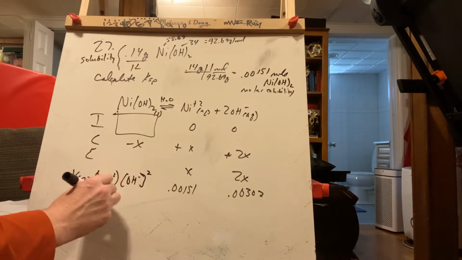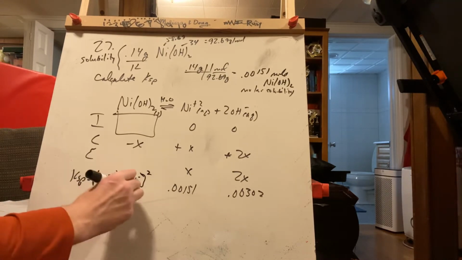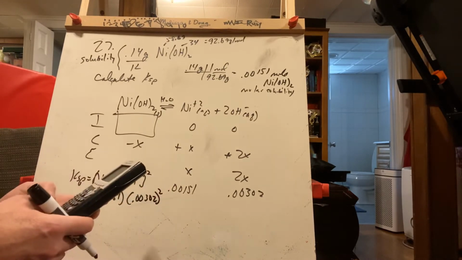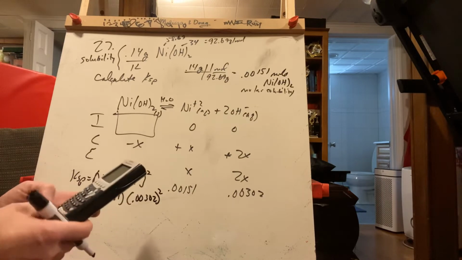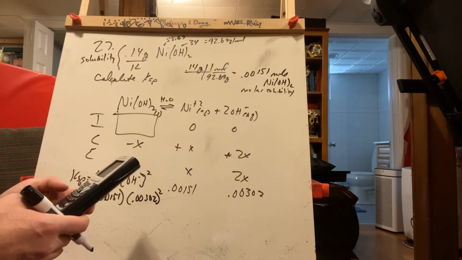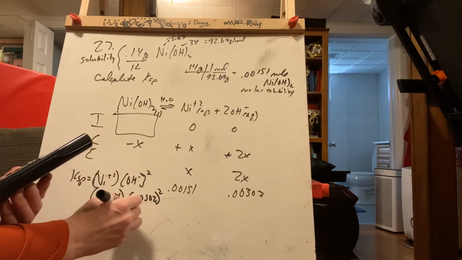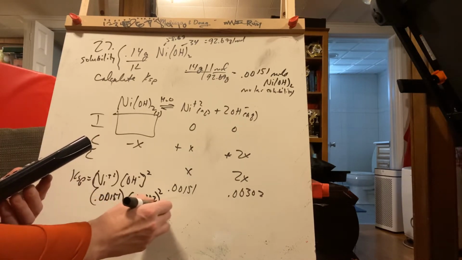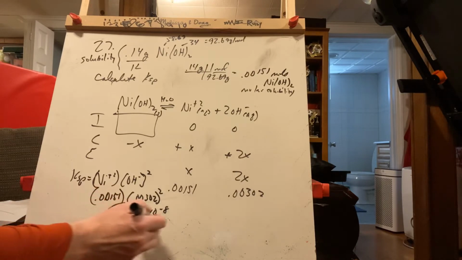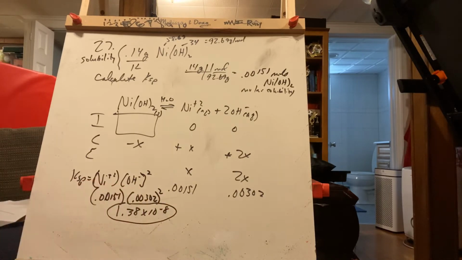So 0.00151 times 0.00302 squared. I'm just going to leave the numbers in. And this gets us 1.38 times 10 to the negative 8. So hopefully that's right. I guess I could look it up, but I'm pretty sure that should be the Ksp of nickel hydroxide.